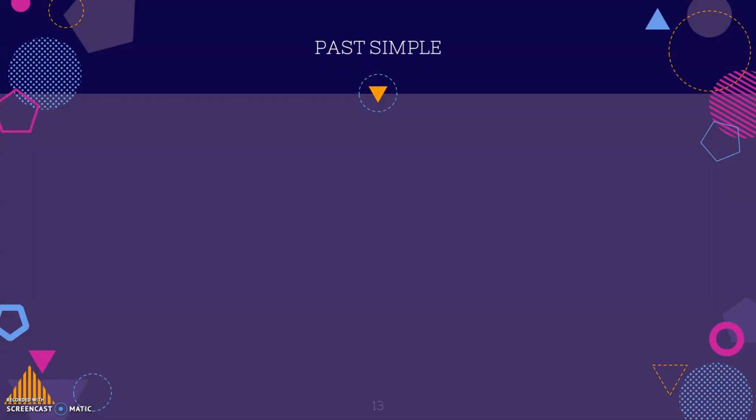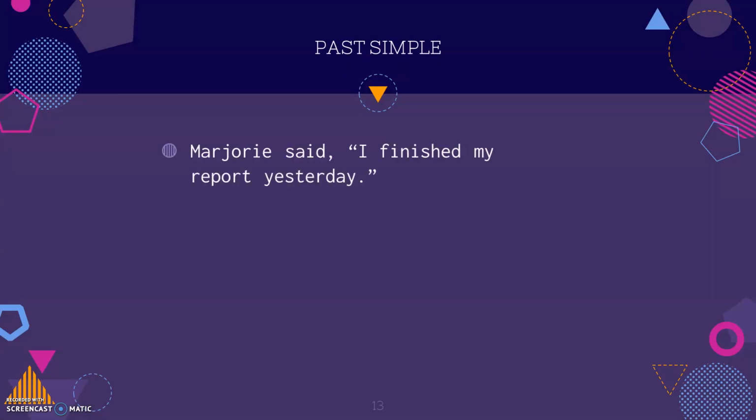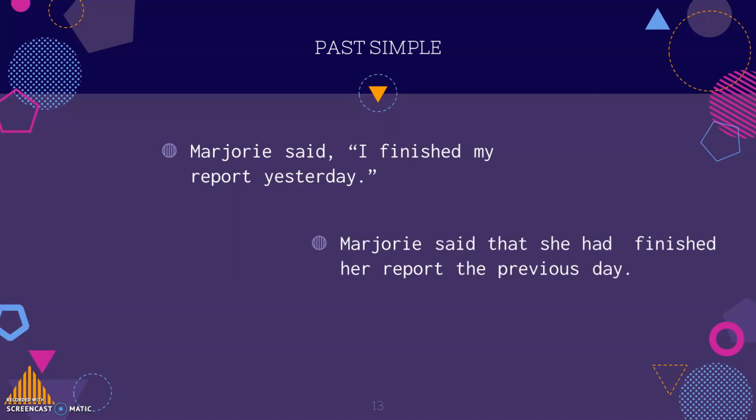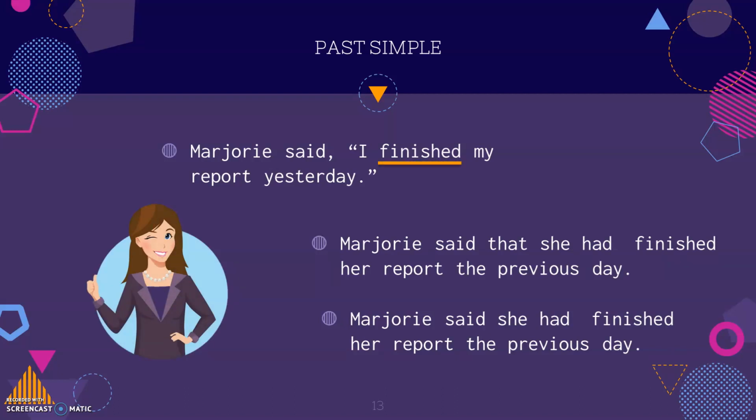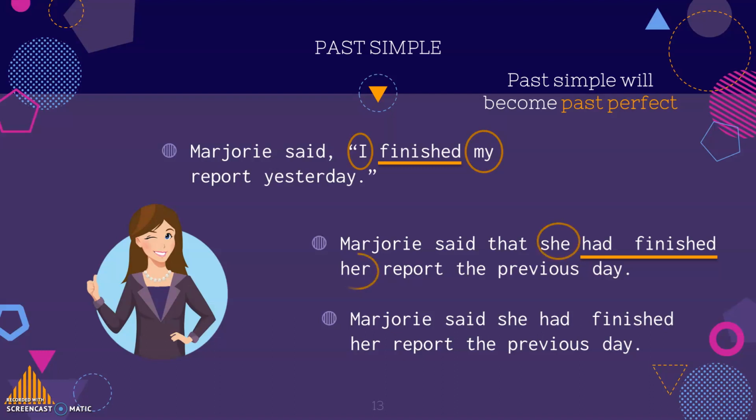Let's have an example for past simple. Marjorie said, "I finished my report yesterday." This will be changed to "Marjorie said that she had finished her report the previous day." Or "Marjorie said she had finished her report the previous day." Finished is a verb in the past simple tense; it will become had finished, because past simple will become past perfect tense. The pronouns I and my will become she and her.